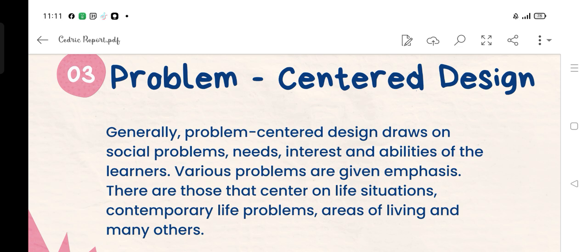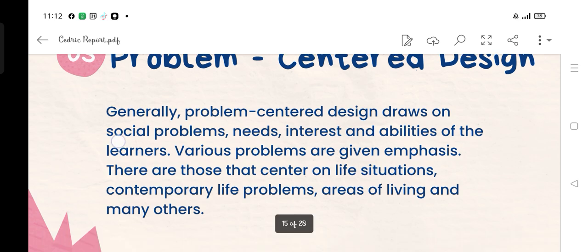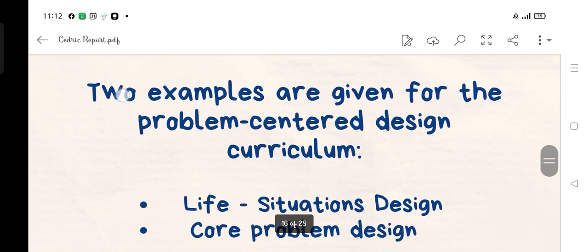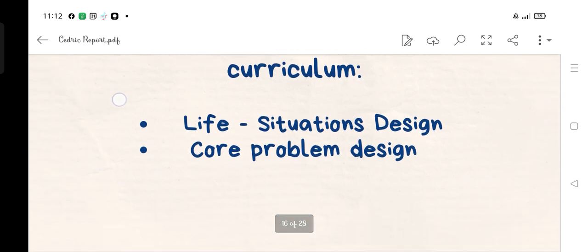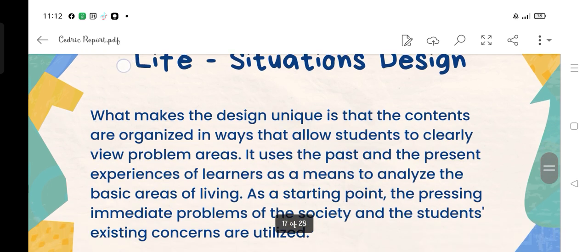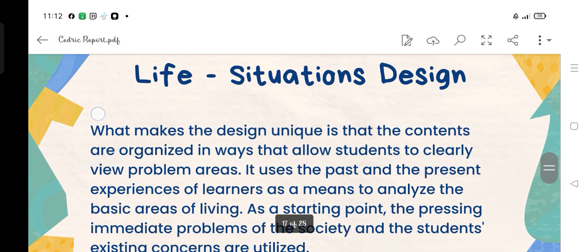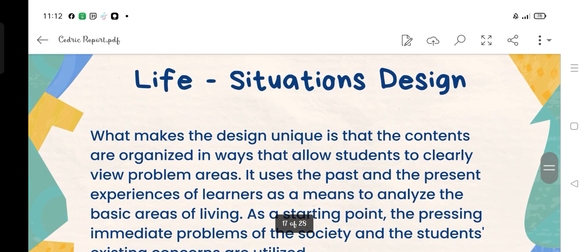So, in this curriculum, content cuts across subject boundaries and must be based on the needs, concerns, and abilities of the students. So, two examples are given for the problem-centered design curriculum, no? So, ito yan. Two examples, the life situations design and the core problem design. So the first one is the life situations design.